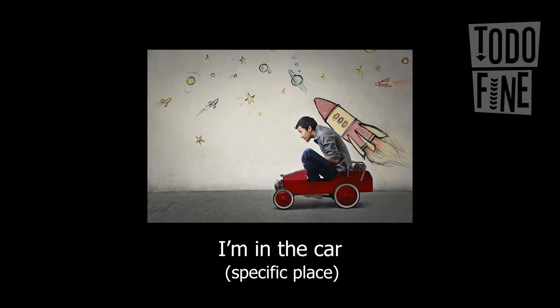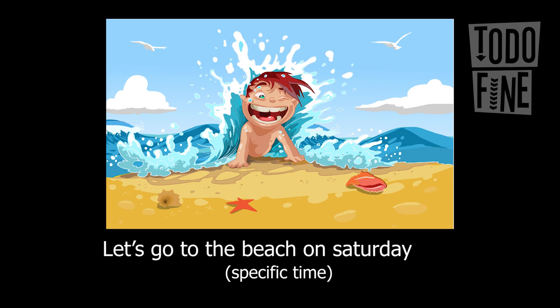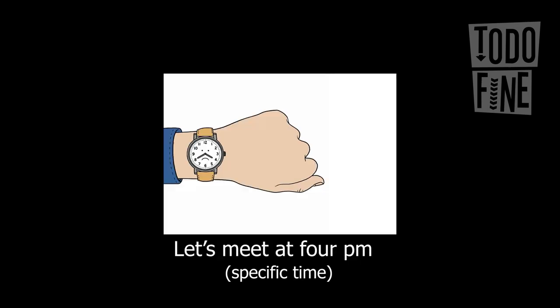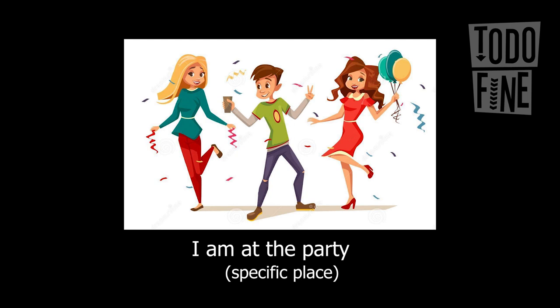I am in the car. This is place, but more specifically. Let's go to the beach on Saturday. I am on the beach. Specific locations. Let's meet at 4 p.m. This is time, specifically. And I am at the party. This is places, more specifically.